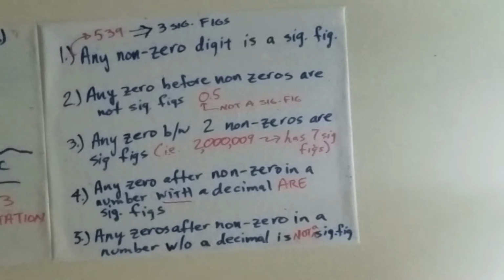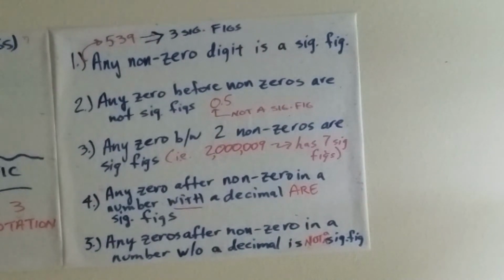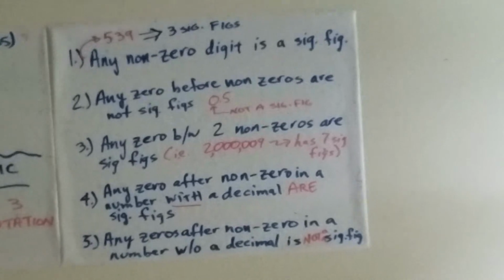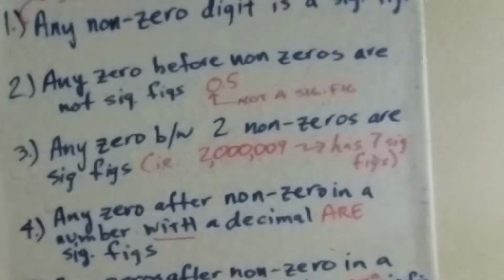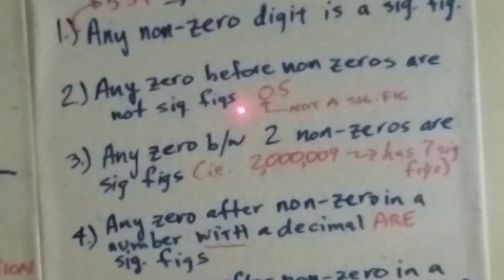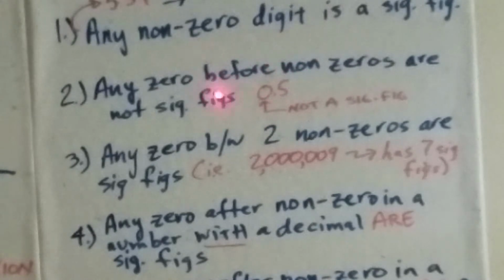The second rule says that any zero before non-zeros are not significant figures. So as you may or may not be able to see here, 0.5, the 0 is not a significant figure. So it's before a non-zero. So to the left, in other words.